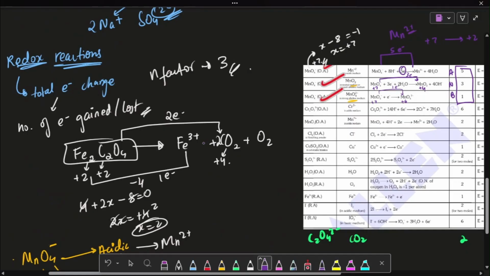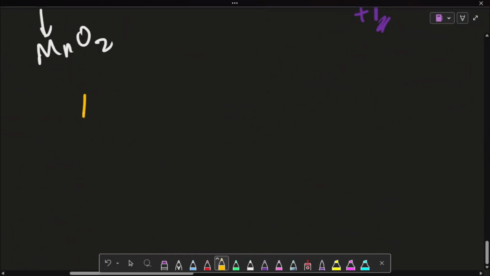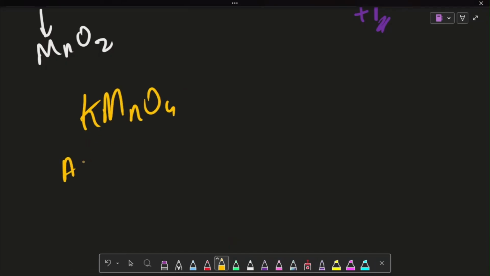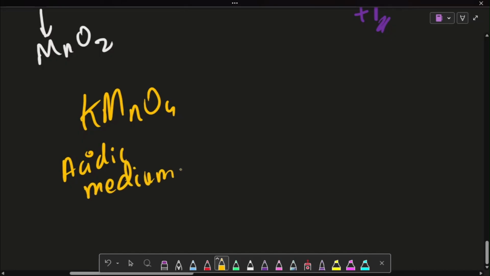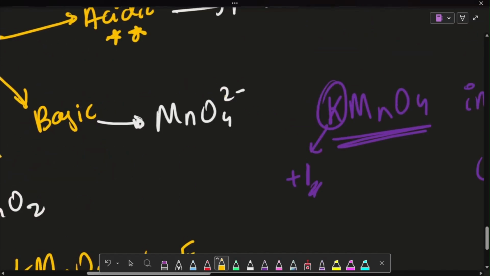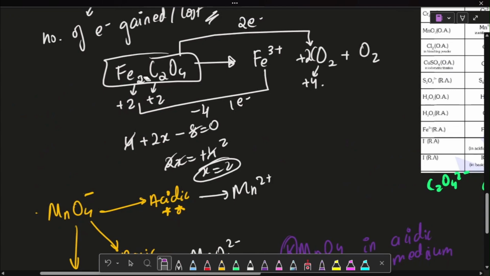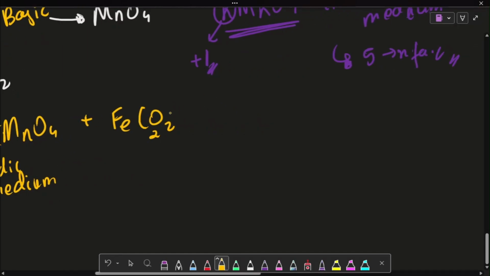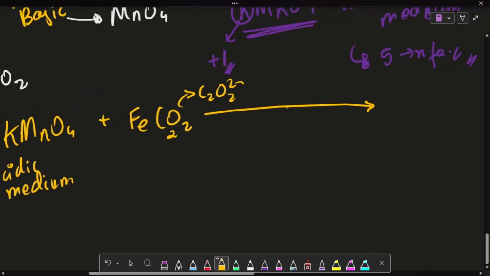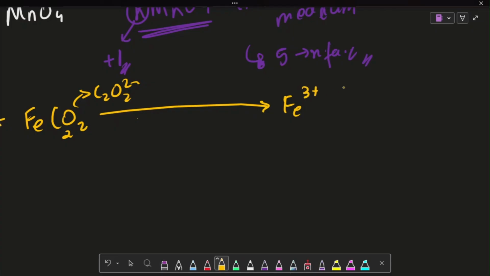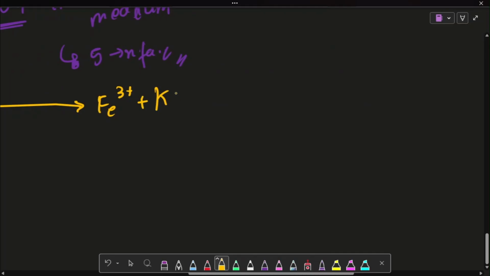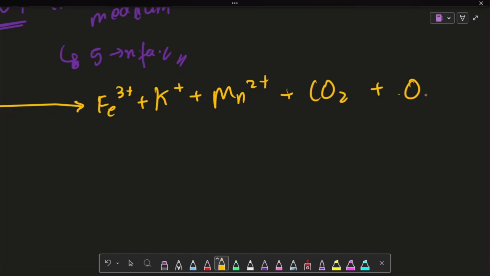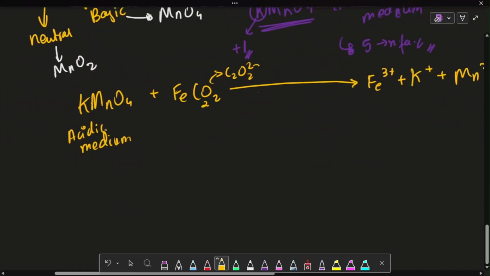So now we talk about questions. It would be something like KMnO4 in acidic medium is reacted with Fe C2O4, that gives you Fe3 plus, K plus, Mn2 plus, then CO2, then O2.